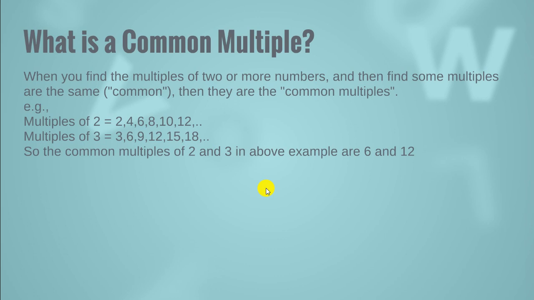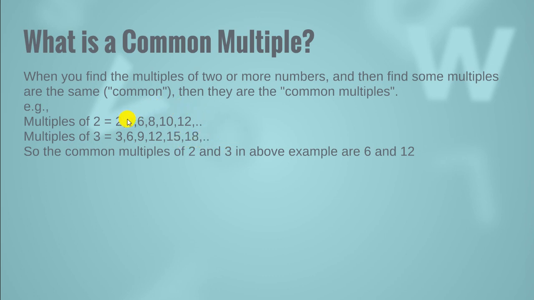Now, to know about LCM, first we need to know what a common multiple is. When you find the multiples of two or more numbers and find that some multiples are the same, they are the common multiples. For example, multiples of 2 are 2, 4, 6, 8, 10, 12, and so on. Basically, multiples, as you have read before, are the 2 times table. The products in the 2 times table are the multiples. And the same goes for multiples of 3: 3, 6, 9, 12, 15, 18, and so on.